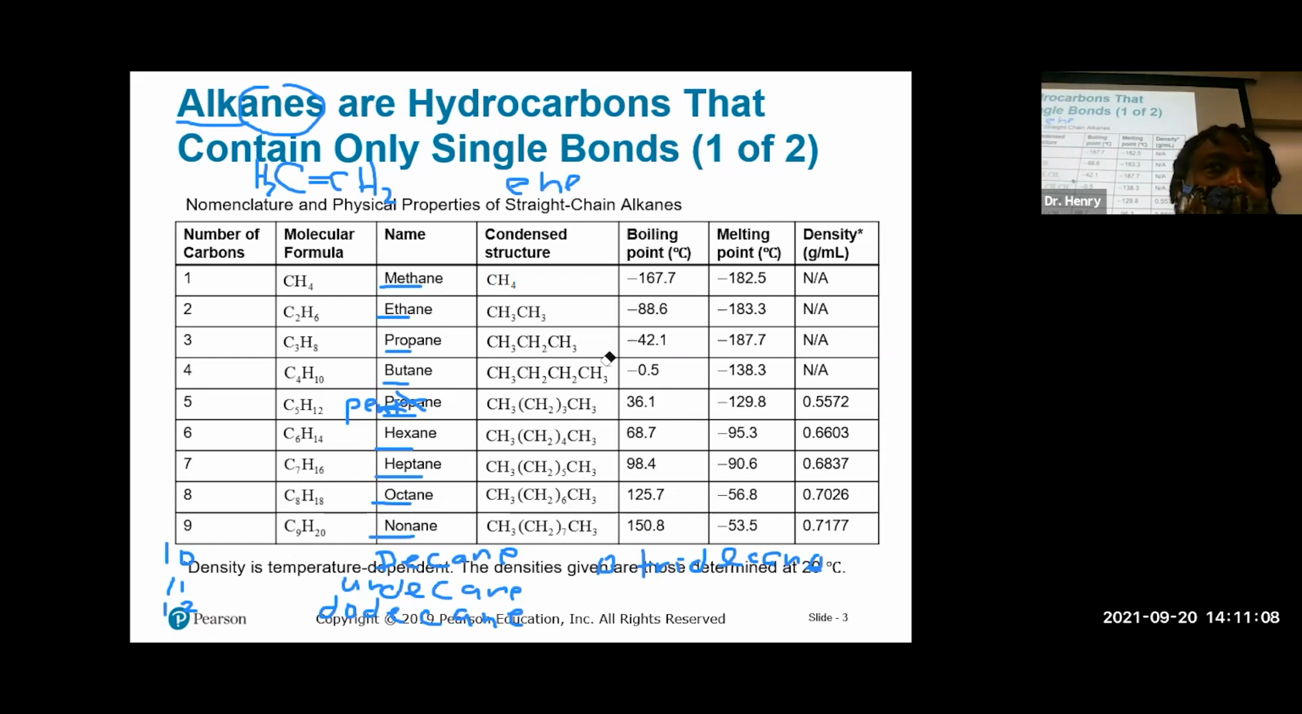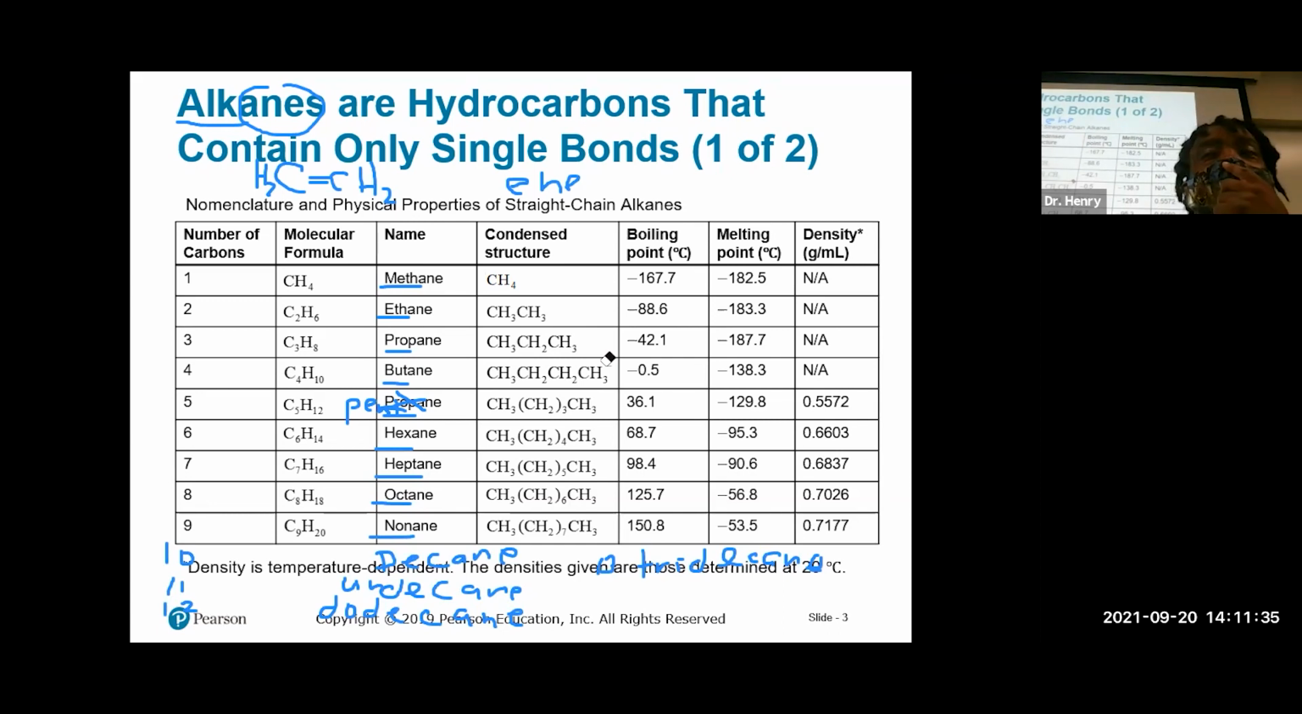You're not breaking bonds apart, hopefully, because that's a whole other thing. That's a reaction. If we're just boiling it, we're just kind of, think about what I said earlier. What was that? The more bonds I have, okay?